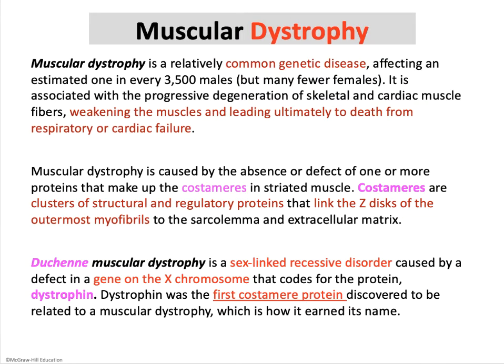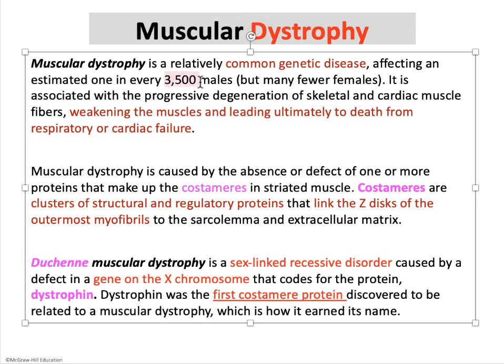The next slide discusses muscular dystrophy, including Duchenne muscular dystrophy, and this is quite common in males and has something to do with the way that the force-generating components are connected to the plasma membrane of the muscle fibers. And those regions are called costameres.